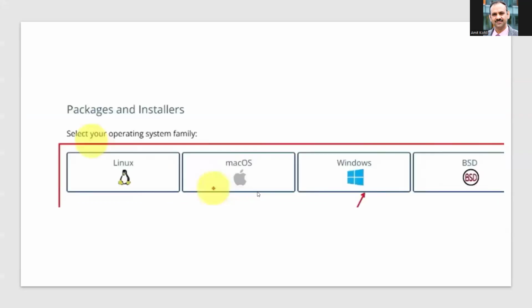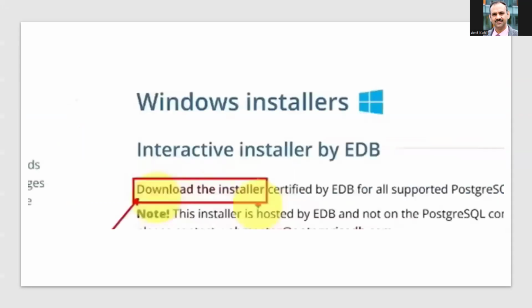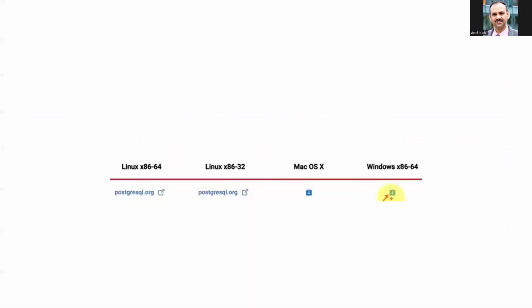Once you start downloading, it will show you what type of operating system you have. Based on your operating system, you press. I have Windows, so I will press Windows. If you have Mac, you press Mac, and so on. And then you have to press download the installer. Then try to have the latest version of this SQL. So go to the latest version and press the button I have highlighted in red.